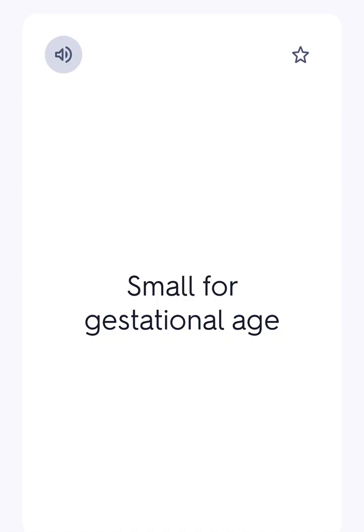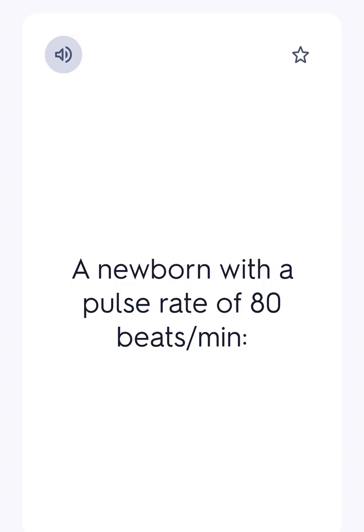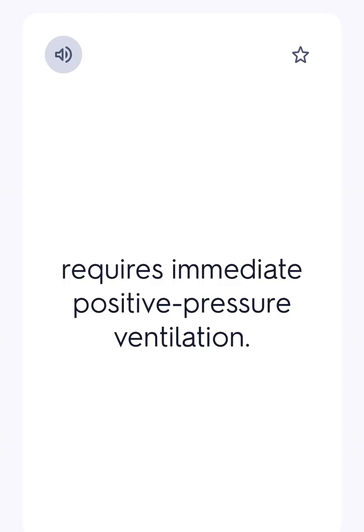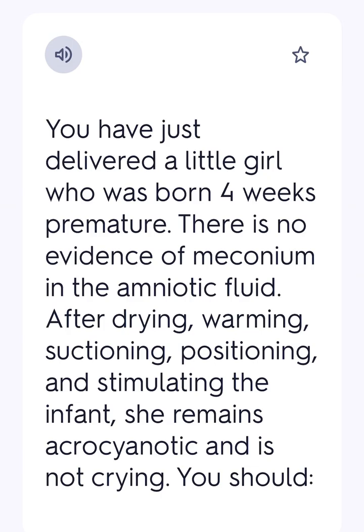Small for gestational age. A newborn with a pulse rate of 80 beats per minute requires immediate positive pressure ventilation. You have just delivered a little girl who was born 4 weeks premature. There is no evidence of meconium in the amniotic fluid. After drying, warming, suctioning, positioning, and stimulating the infant, she remains acrocyanotic and is not crying.